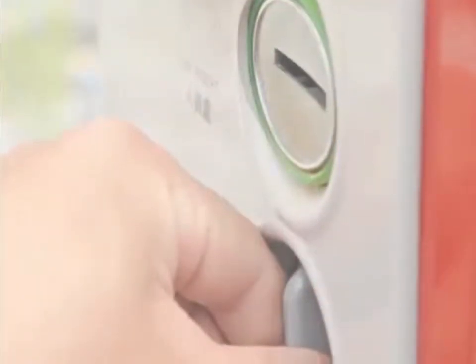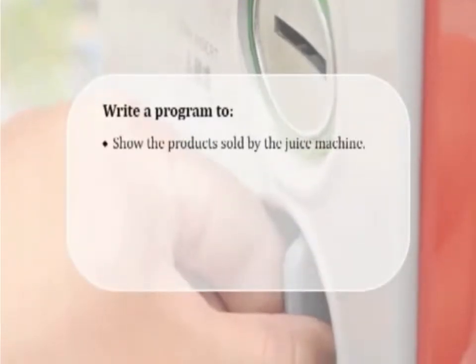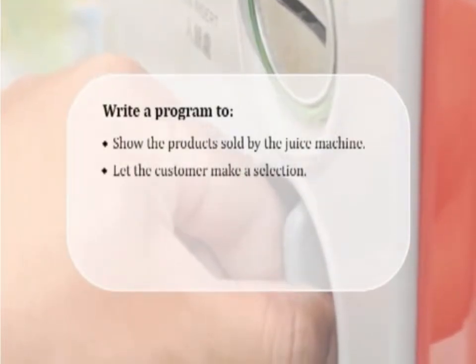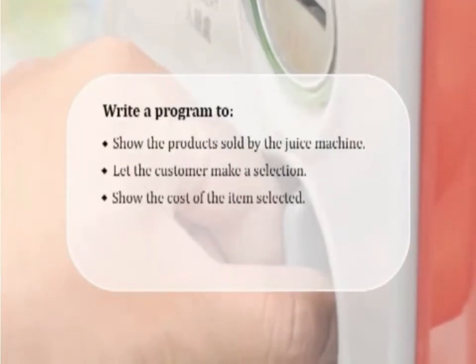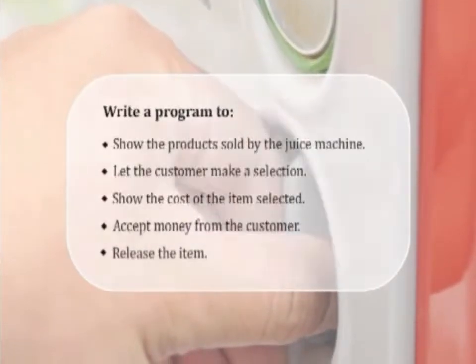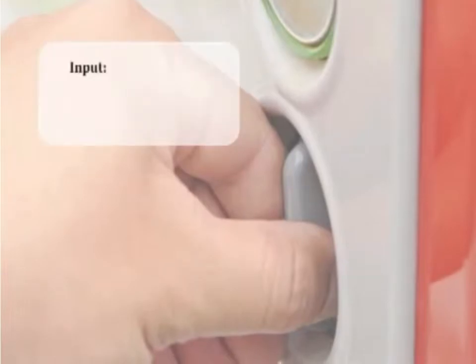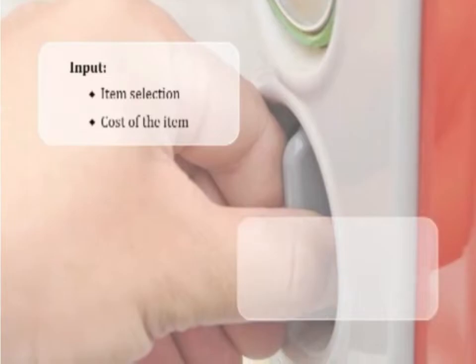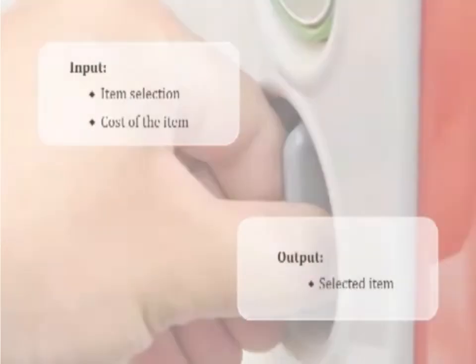In order to put the juice machine into operation, you must write a program that shows the different products sold by the machine and lets a customer make a selection. The program should also show the customer the cost of the item selected, accept money from the customer, and release the item. In other words, the input for the program will be the item selection and the cost of the item, and the output should be the selected item.